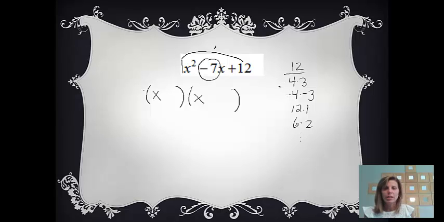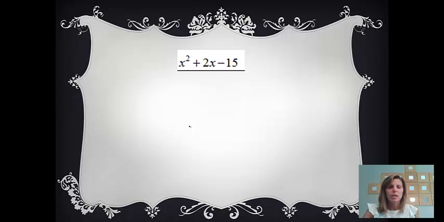And so if I look at these, I notice that negative 4 plus negative 3 would give me the negative 7. So those are the two numbers that complete my parentheses. Okay, and then if you were to multiply it back out, you would get x squared minus 7x plus 12. All right, let's try another example very similar to the one I just did.